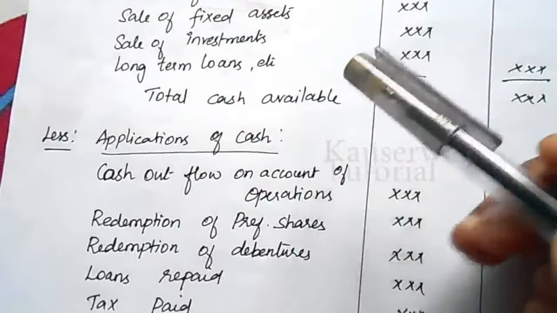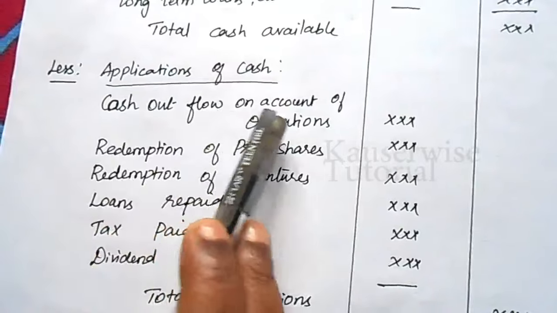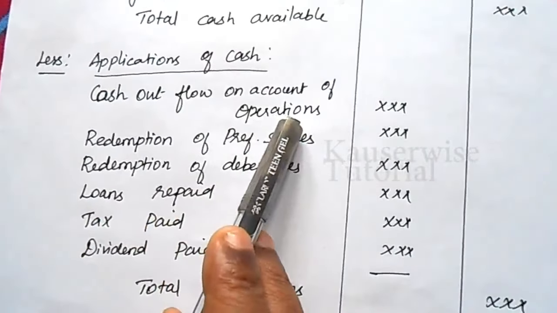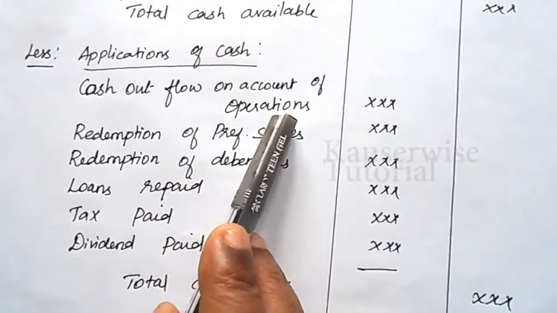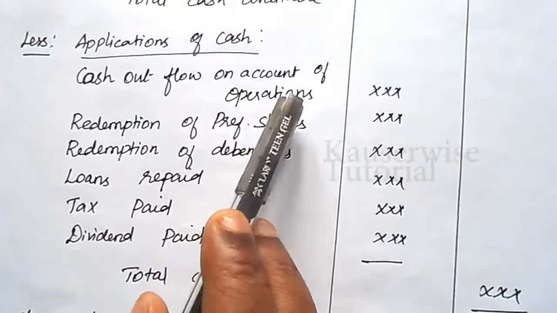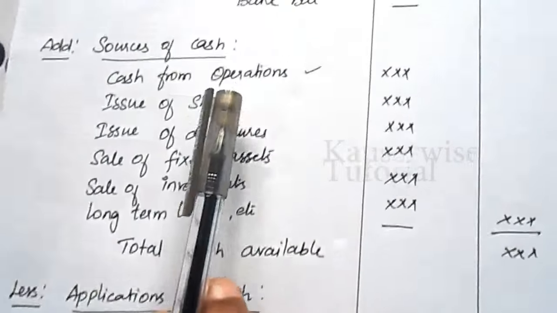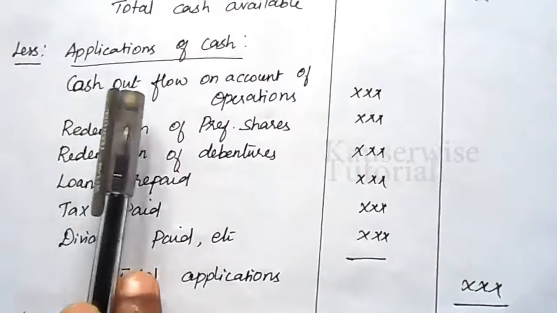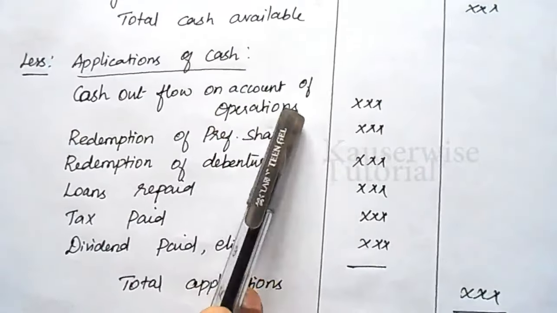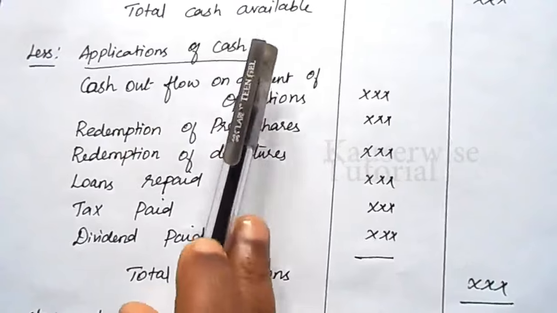Now look at the outflow. Cash outflow on account of operation. When you prepare the statement of cash from operation, there is a possibility of getting a positive value or a negative value. If it is a positive value, it will be called cash from operation. If you get a negative value, it is called cash outflow on account of operation. So it will be recorded under outflow of cash.